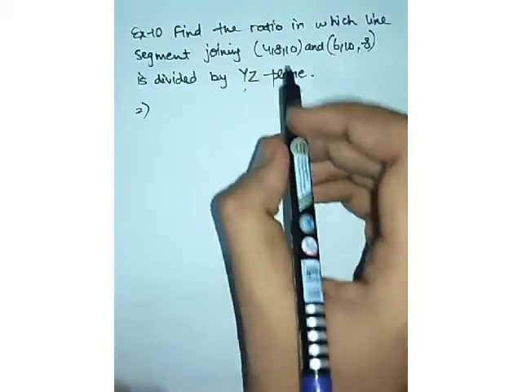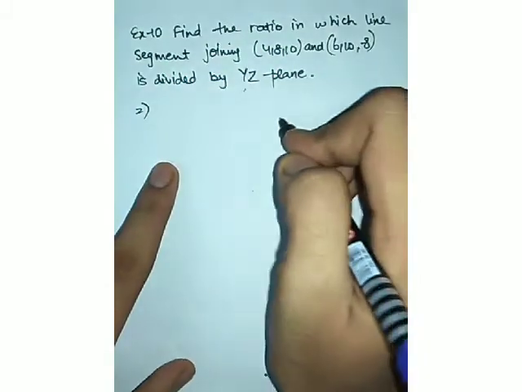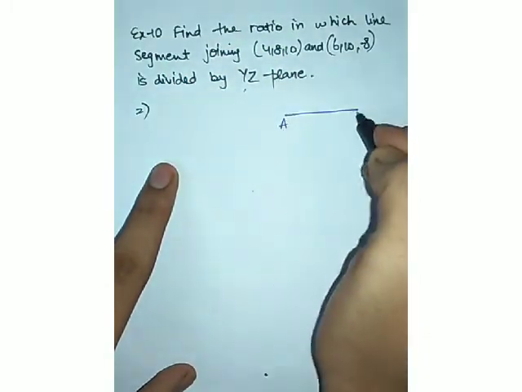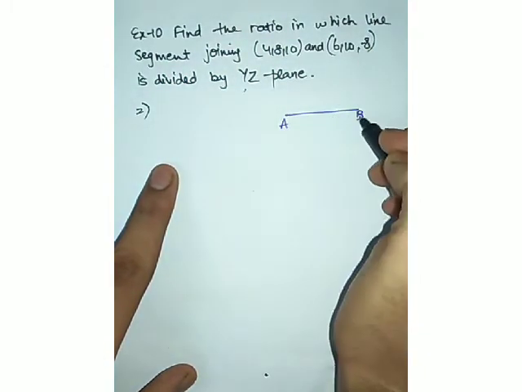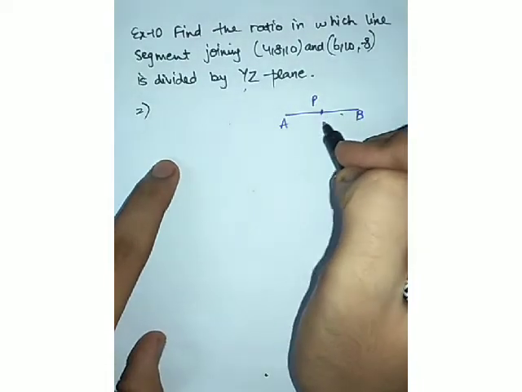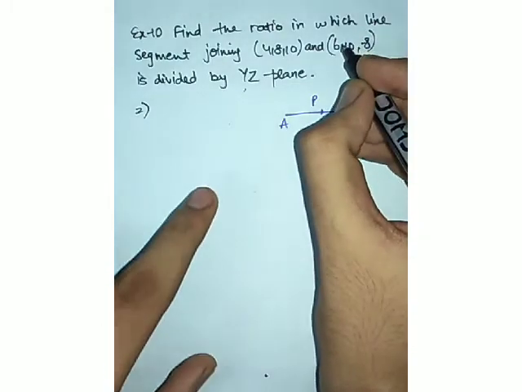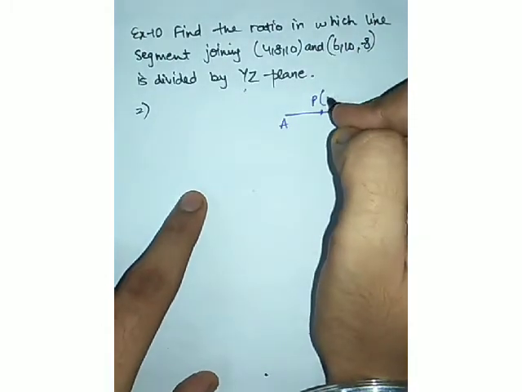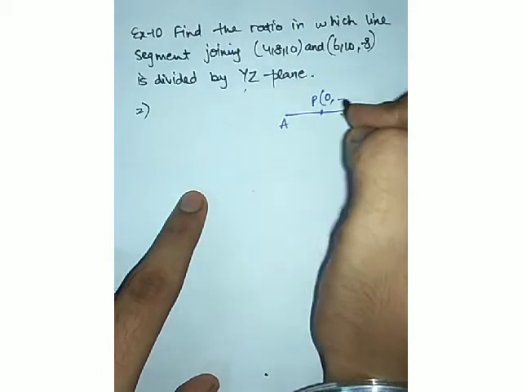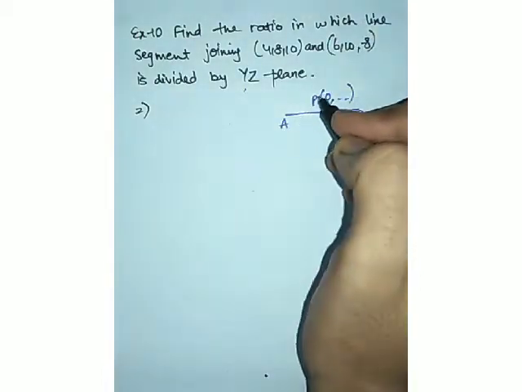So we will be firstly finding the coordinates of P. For example, this is a line AB, right? And it is being divided by the YZ plane. So it means the point P which is dividing the line AB is lying on the YZ plane, right? YZ plane means the X coordinate will be 0. So the X coordinate will be 0 and the rest 2 we can find by just applying the section formula.